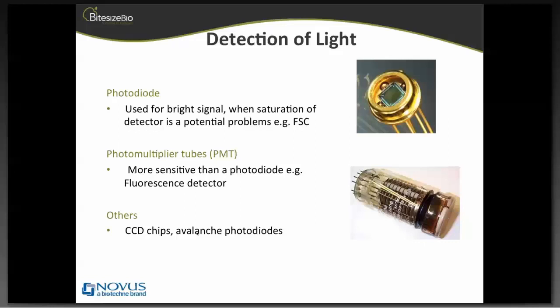We can use a photodiode. That's used for forward scatter, and that's when we're looking at a very bright signal. We use PMTs, or photomultiplier tubes, to look at fluorescence and side scatter because it's a much more sensitive detector. And some machines have other detectors such as CCD chips or avalanche photodiodes.